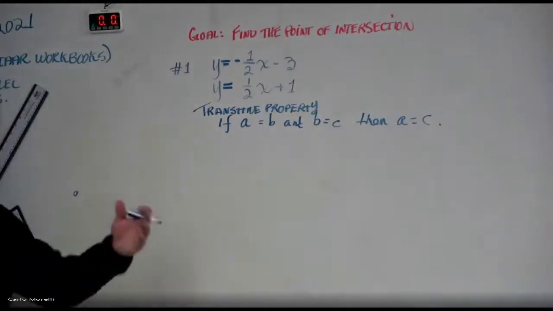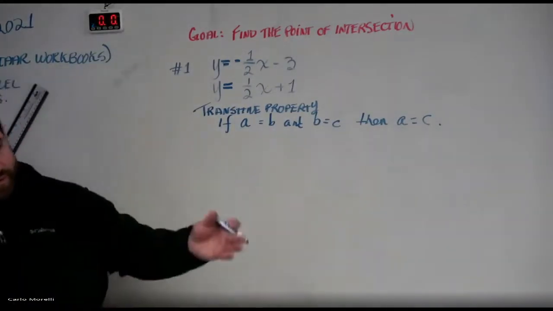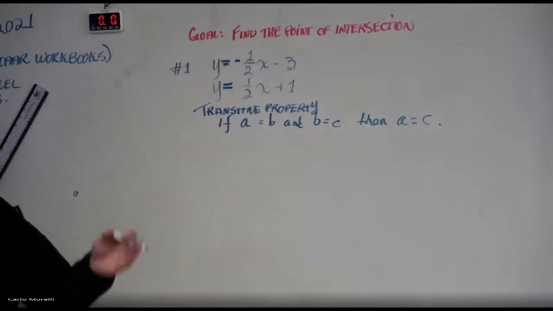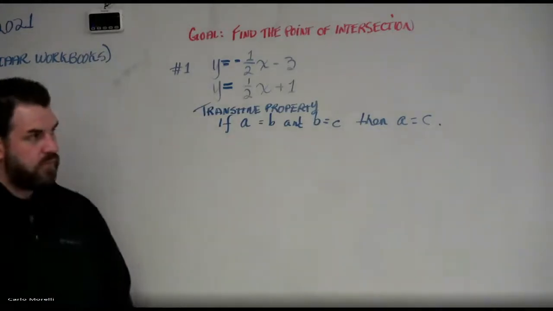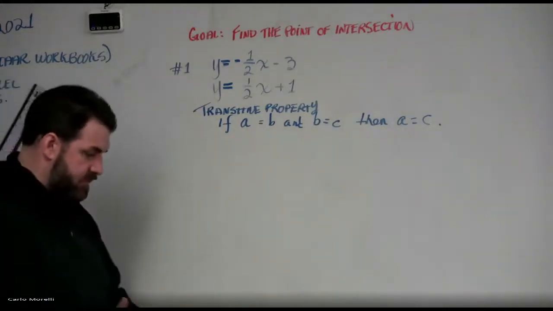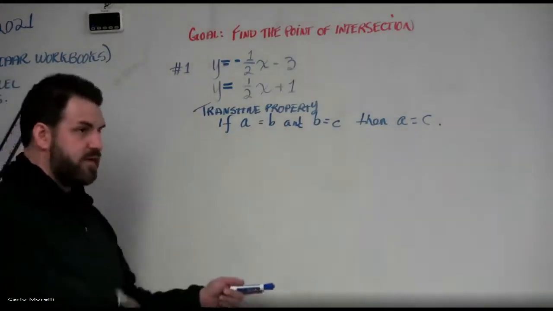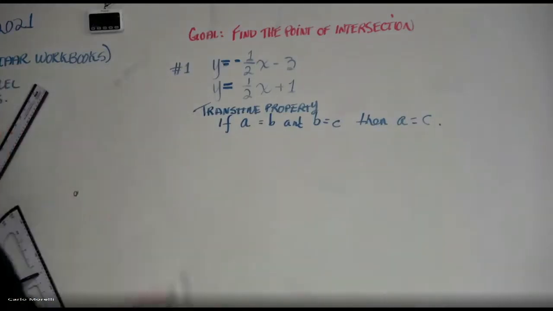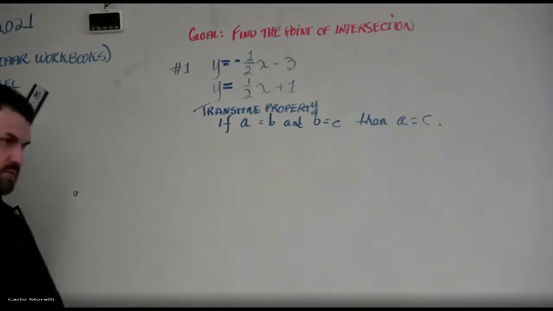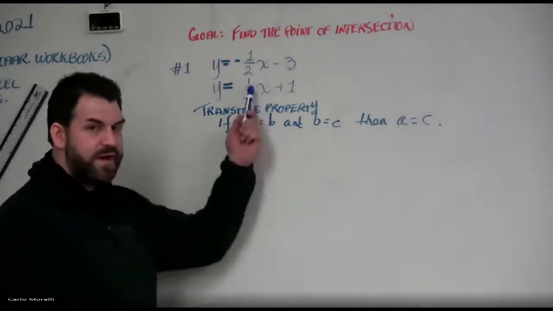I'll give you a more concrete example. If Brody is the same age as Mario, and Mario is the same age as Shannon, then Brody is the same age as Shannon. Do you get it? You see what I'm saying? If cornflakes cost as much as Apple Jacks, and Apple Jacks cost as much as Raisin Bran, then cornflakes cost as much as Raisin Bran. All right? So now let's apply it to this situation.